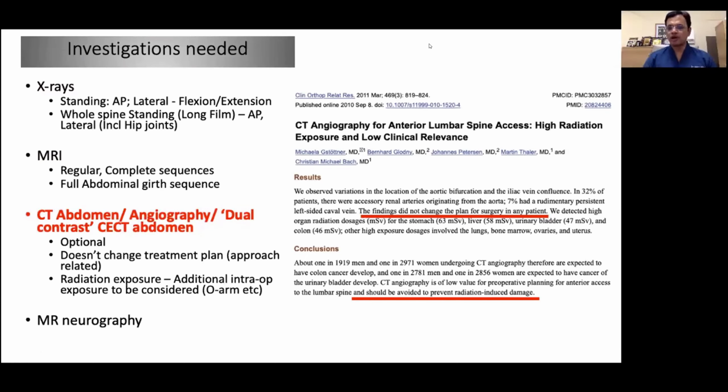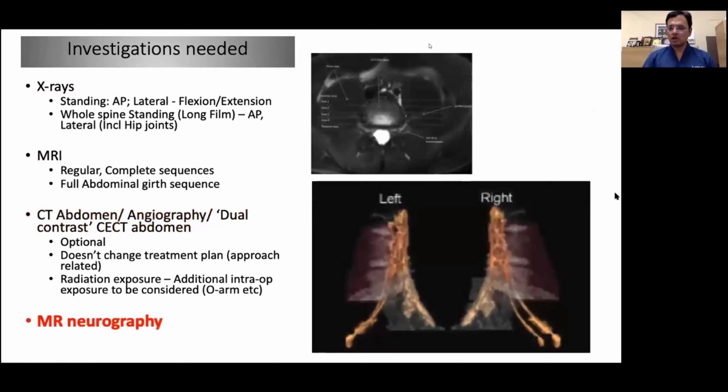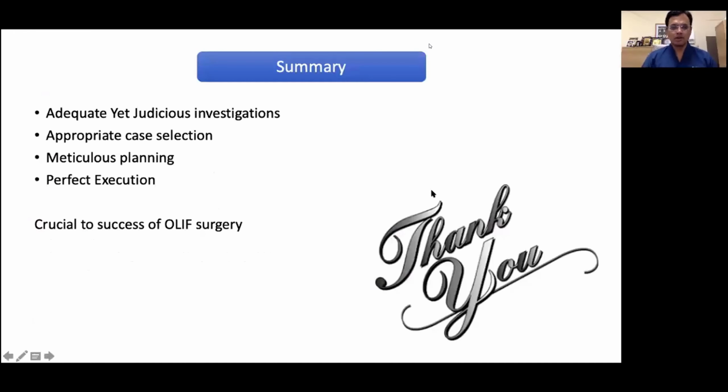These things should be avoided as much as possible, especially in the present day era where we are doing intraoperative O-arm or intraoperative 3D imaging, which may further add to the radiation exposure sustained by the patient. MR neurography is a very fancy investigation. It is not required as far as OLIF is concerned, which was more important for lateral transpsoas approaches, and I'm not going to detail that.